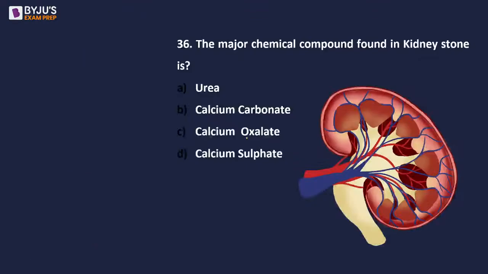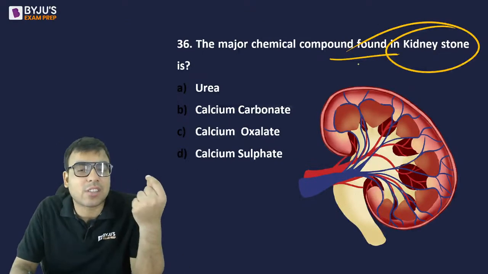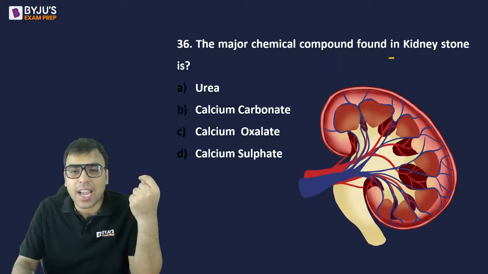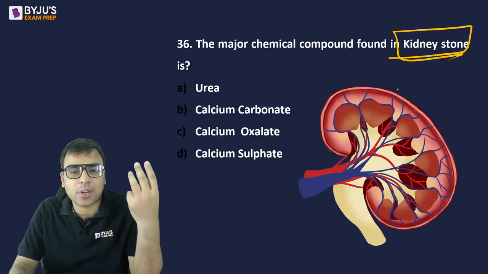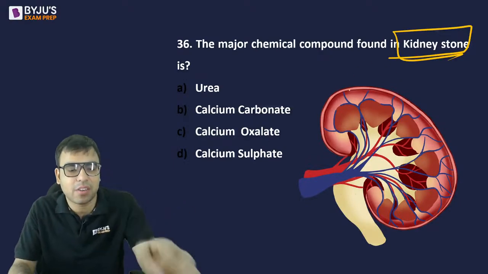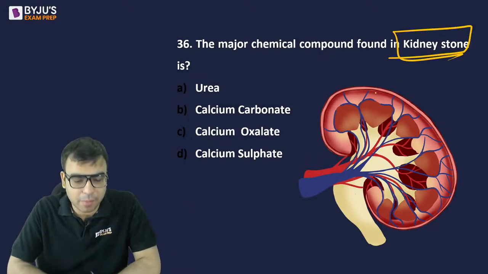Yes. The next is the major chemical compound found in kidney stone. When people say there is a stone in the stomach, it is actually a stone in the kidney. Which chemical compound is there? Urea, calcium carbonate, calcium oxalate, calcium sulphate. What is the right answer to this question? Tell me the right answer.